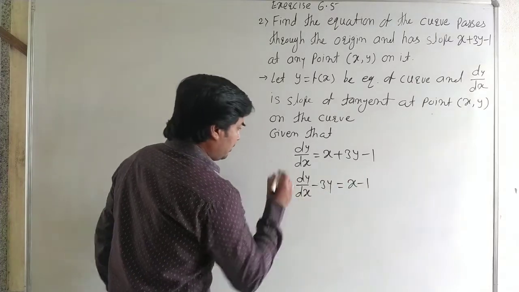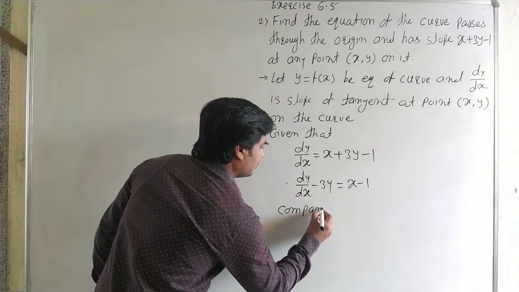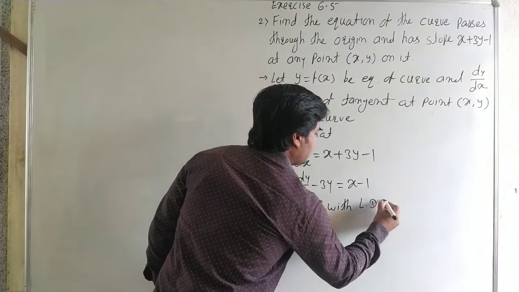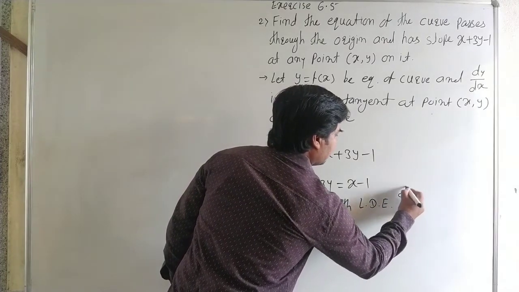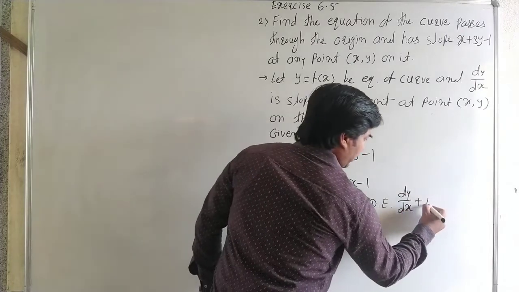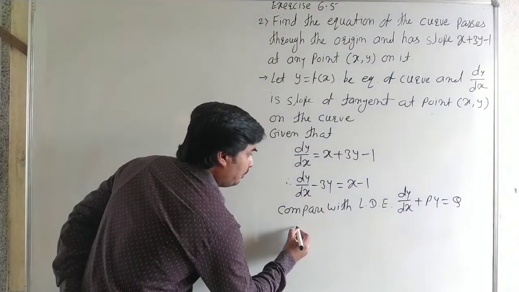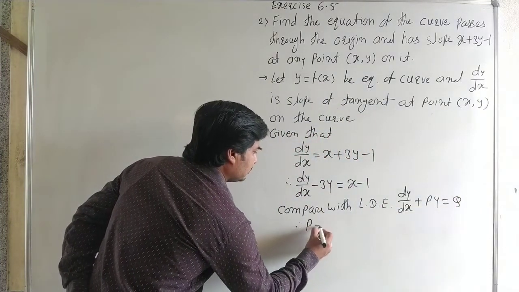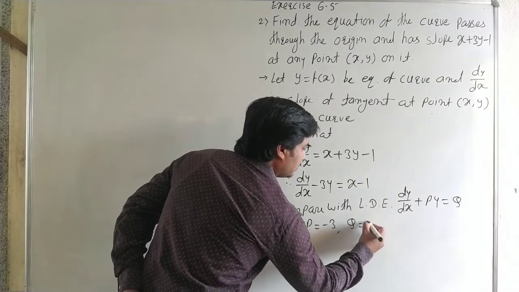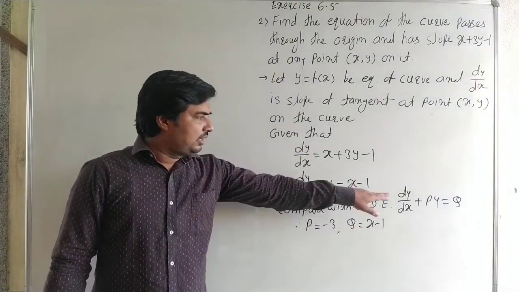See carefully. Compare with the linear differential equation dy/dx + Py = Q. Therefore P = -3 and Q = x - 1. Now, with P and Q, it is a linear differential equation.